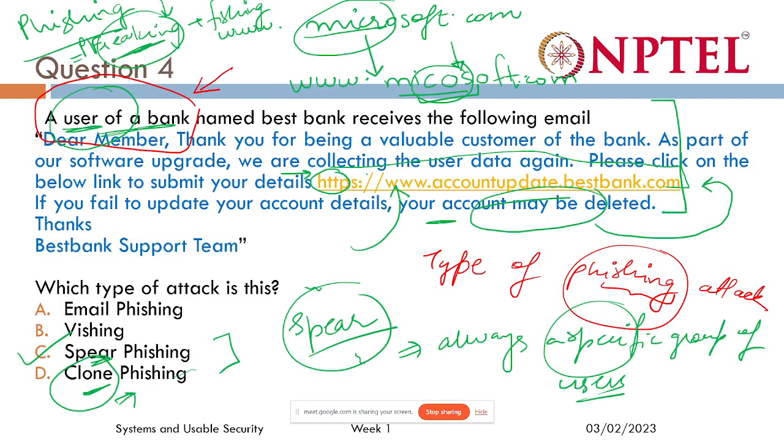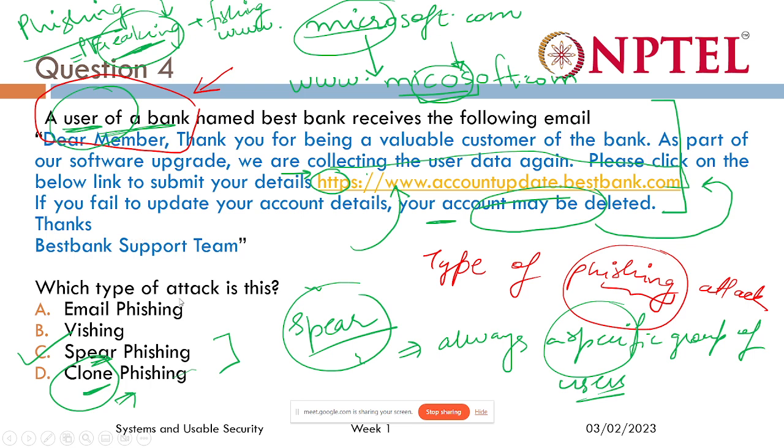Can you give an example of email phishing? I'll discuss it now. Email phishing is where a specific group is not targeted. In spear phishing, a specific group of users is targeted, only those users who have an account in this particular bank. But an email phishing mail can go to any user irrespective of whether he has an account in this bank or not.